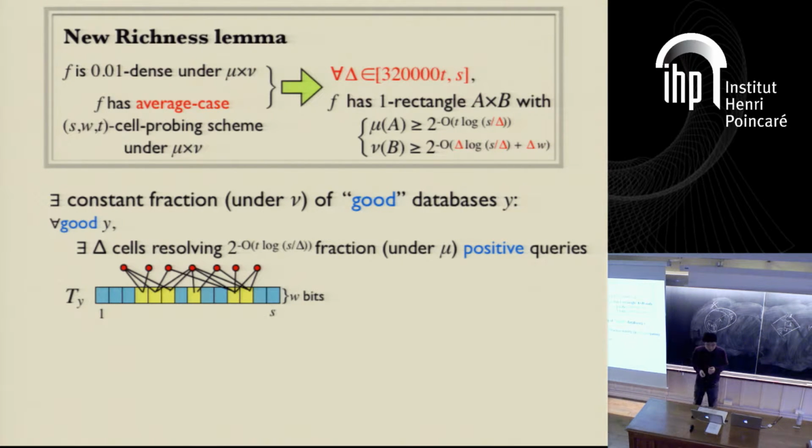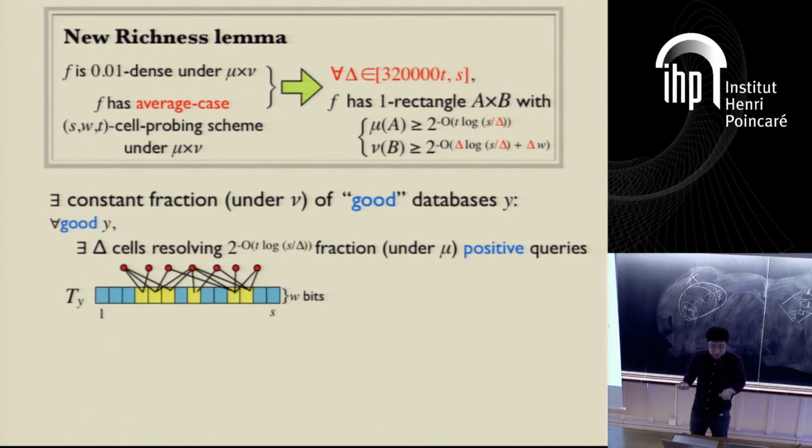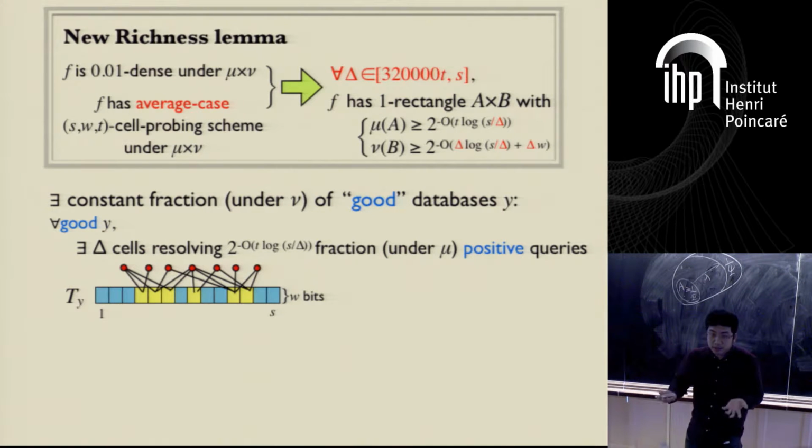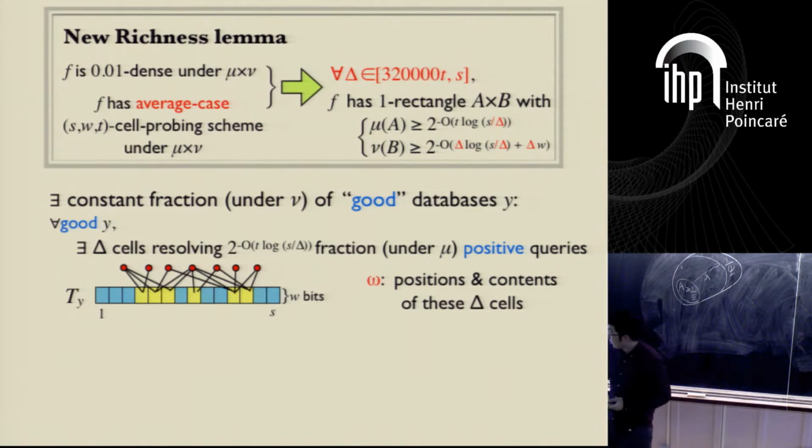Okay. So every good database. By positive query, I mean the query X where f(x,y) equals 1 for this database y. Okay, so for every good database, it always has a subset of very useful cells that can resolve many positive queries. Okay? So we can imagine that we have this deterministic procedure that for every good database, it always finds the most useful subset of delta many cells that can resolve the maximum amount of positive queries for you. And let's denote by omega the positions and contents of these most useful delta cells.